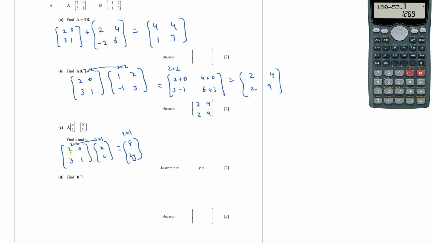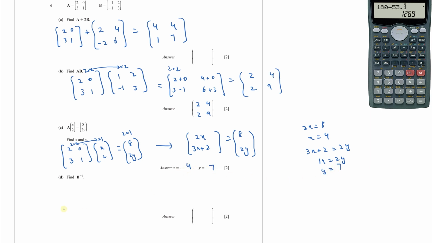So let's multiply this. First row multiplied by first column will give me 2x. And this will give me 3x plus 2. So 3x plus 2 equals 8 and 2y. Now I can compare the values in the matrix. So 2x equals to 8, x will be 4. Then 3x plus 2 equals to 2y. And I substitute the value of x here. I will get 4 times 3 is 12. 12 plus 2 is 14 equals to 2y. And then this will give you y equals to 7. So y is 7 and x is 4.